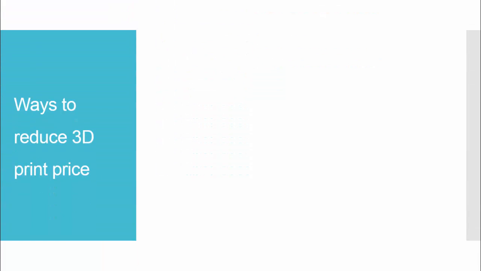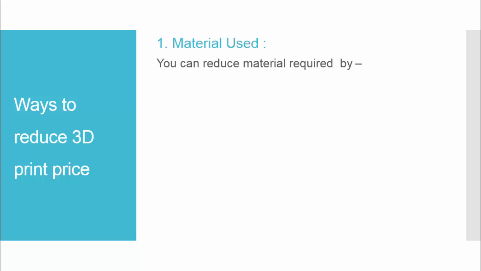Best way to reduce 3D print price is to reduce the amount of material required to 3D print your model. Volume of the 3D design gives the approximate amount of material required. Approximate because it doesn't consider material required for supporting the 3D print at overhangs. There are two ways to reduce material required for 3D print. Number 1 is hollowing the 3D model with escape holes.